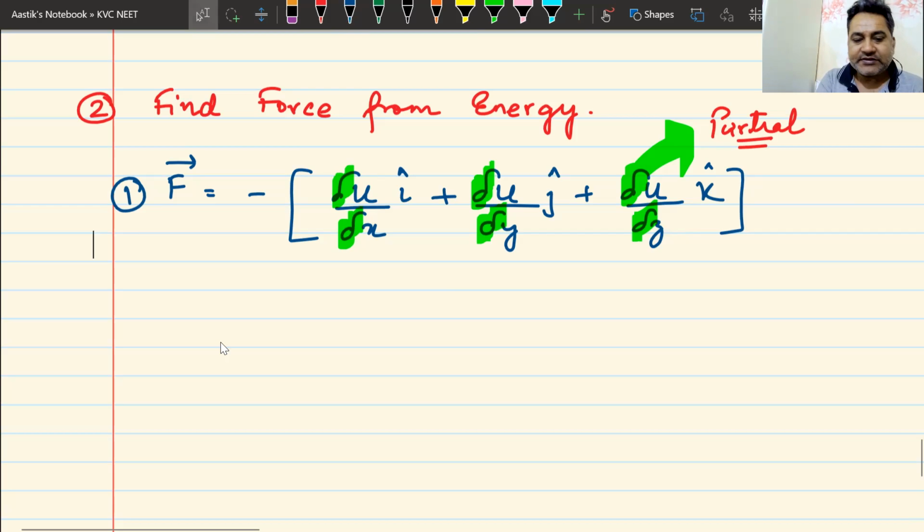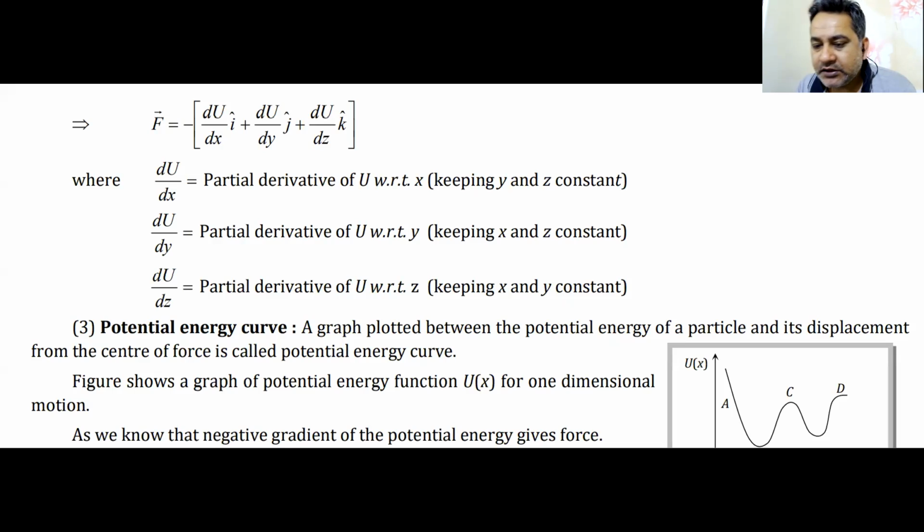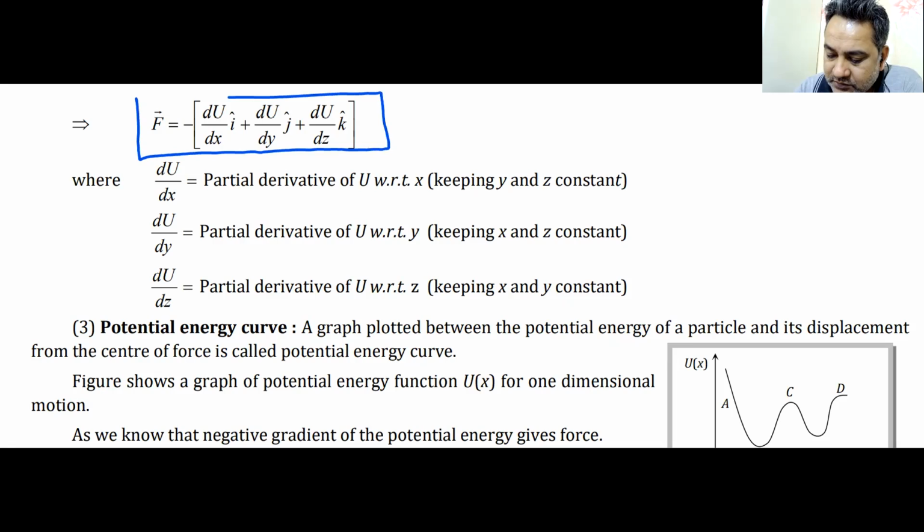So here it comes on your screen right now. This is a screenshot taken from your notes. Force vector is minus. I have written del like this, and they have written it like this. So don't write it like this. Write it like this: del. It's a Greek alphabet, delta. So F is minus of del u by del x i plus del u by del y j plus del u by del z k.